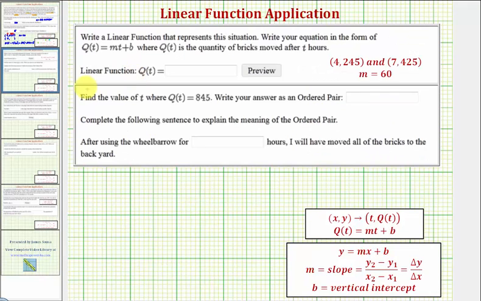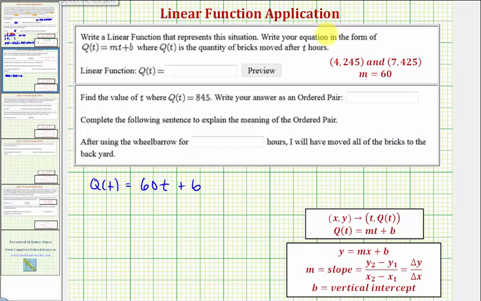Now the next part asks us to write the linear equation that represents the situation. We're asked to write the equation in the form of Q of t equals mt plus b, where we already know Q of t is the quantity of bricks moved after t hours using the wheelbarrow. Well, we already know that m, the slope, is equal to 60, and we actually already know the vertical intercept is 5, but let's just assume we didn't know the vertical intercept was 5. We can set this up as Q of t equals 60t plus b, and now we could use one of our points to determine the value of b.